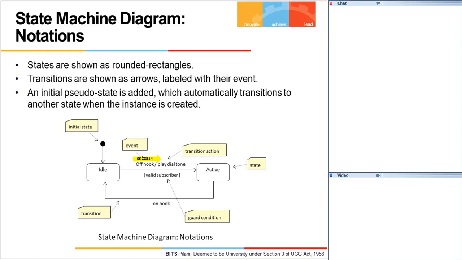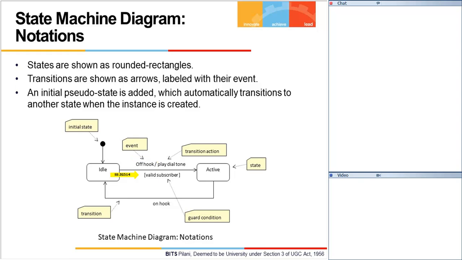First write the event followed by a slash and then the transition action. Action is the implementation that has to be done, right? It is the action that has to be implemented when this transition happens, right?